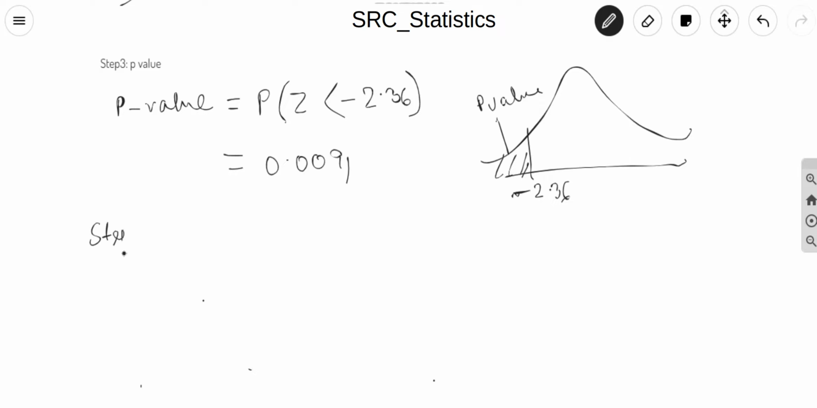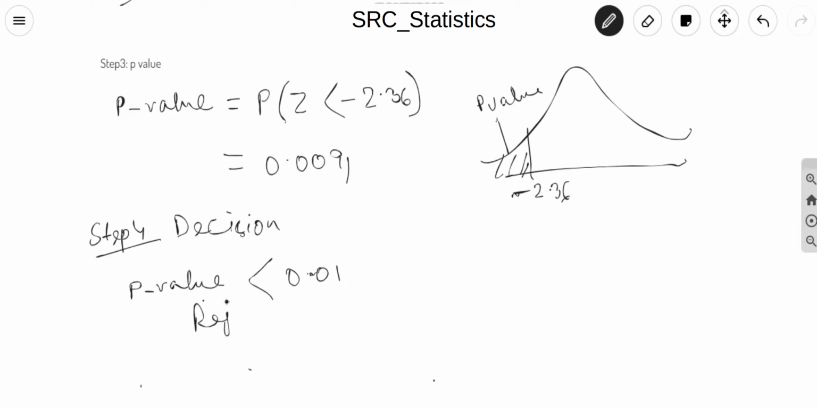We go to step 4, that is the decision. Whether it is a right tail, left tail or two tail test, our decision using the p-value is always the same. That is, we see whether the p-value is less than alpha. If the p-value is less than alpha, we reject the null hypothesis. So this is our decision, and step 5 is the final conclusion. So there is sufficient evidence to reject the claim that mu is greater than or equal to 30.